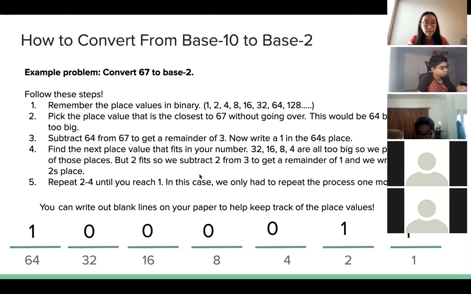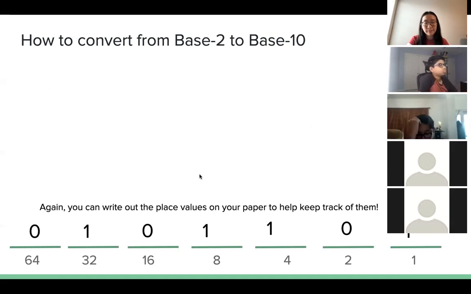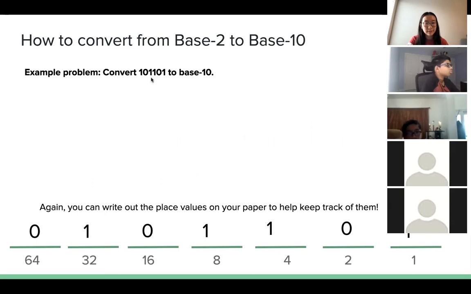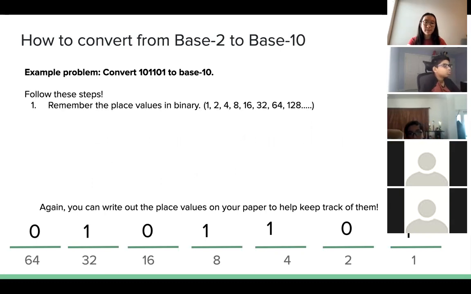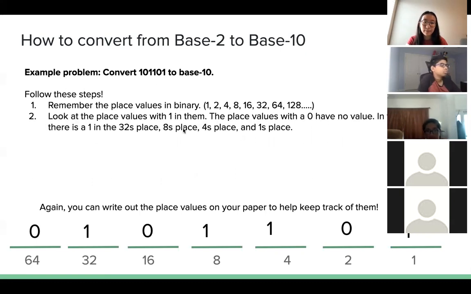Okay, so converting from base 2 to base 10. So that's going to be a number in binary. Remember, all binary numbers just have 1s and 0s. So we need to convert that to base 10. Now, step 1, again, same thing. We're going to remember the place values in binary, and we're going to look at only the place values with 1s in them because 0 has no value.